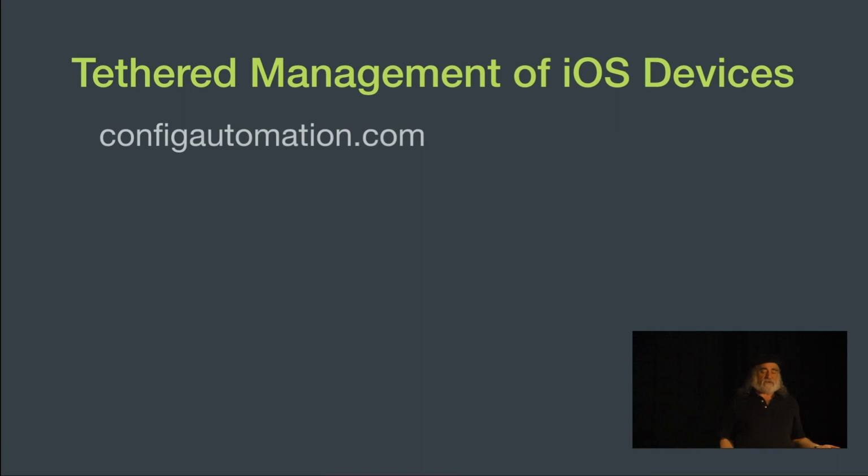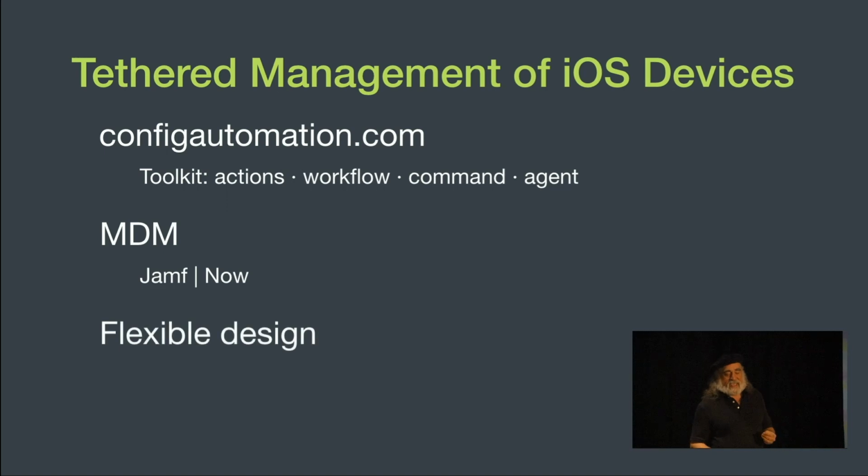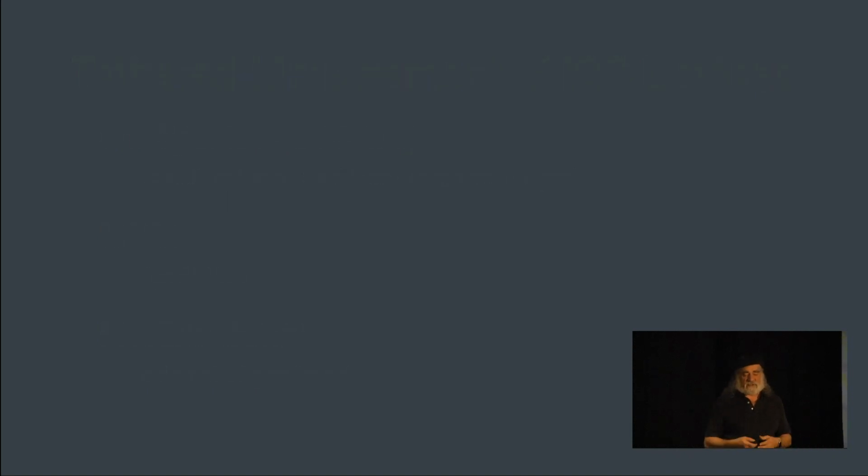So to review, you're going to go to Config Automation. You're going to download the little toolkit I have there that has the workflow, the command, and the agent. And then you're going to use some MDM software. I don't know where you're going to get that, but I recommend Jamf. It's really good. And remember, this has a flexible design. You don't have to use exactly what I showed you. You can change this. It's customizable. You can add in automated enrollment if you want to. It's all available to you.